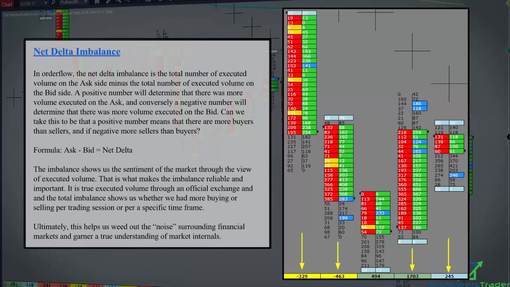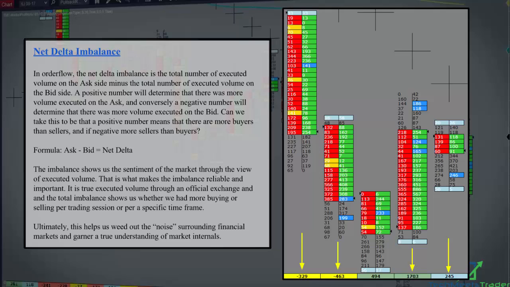But first, net delta imbalance. In order flow, the net delta imbalance is the total number of executed volume on the ask side minus the total number executed on the bid side. A positive number will determine that there was more volume executed on the ask, and conversely, a negative number will determine that there were more volume executed on the bid. Can we take this to be that a positive number means that there are more buyers than sellers, and if negative, more sellers than buyers? Sure. So here's the formula. The ask minus the bid equals the net delta.